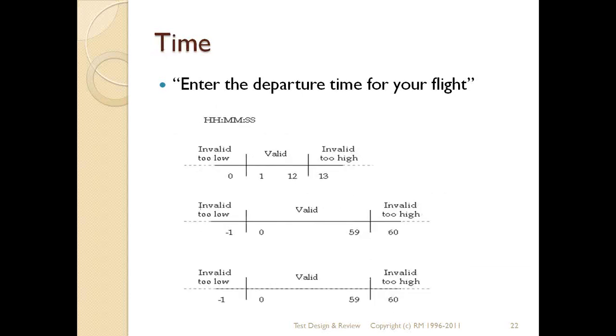As testers, see from a very broad perspective. Same goes with your time. 12 or 13, if you're using a 12-hour clock, becomes valid or invalid. If you're using a 24-hour clock, always remember after 23:59:59, the next valid number in the series is 00:00:00 and not 24:00:00.